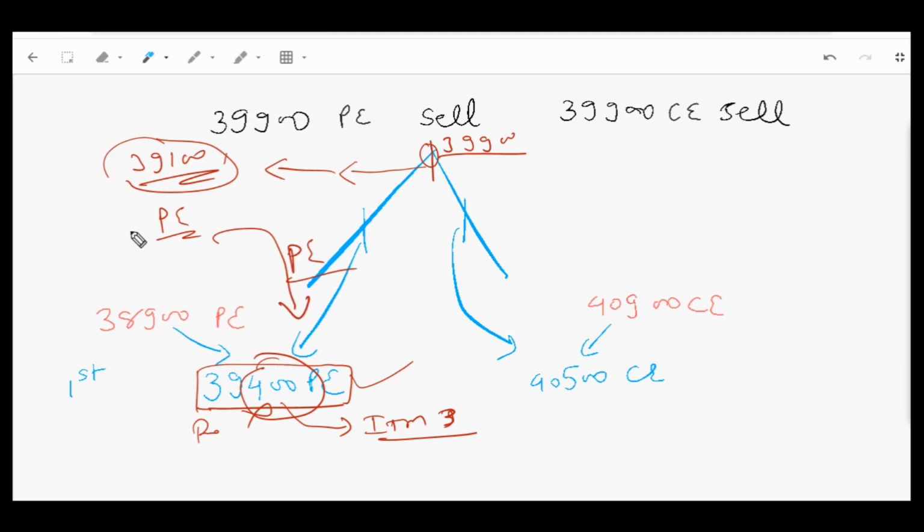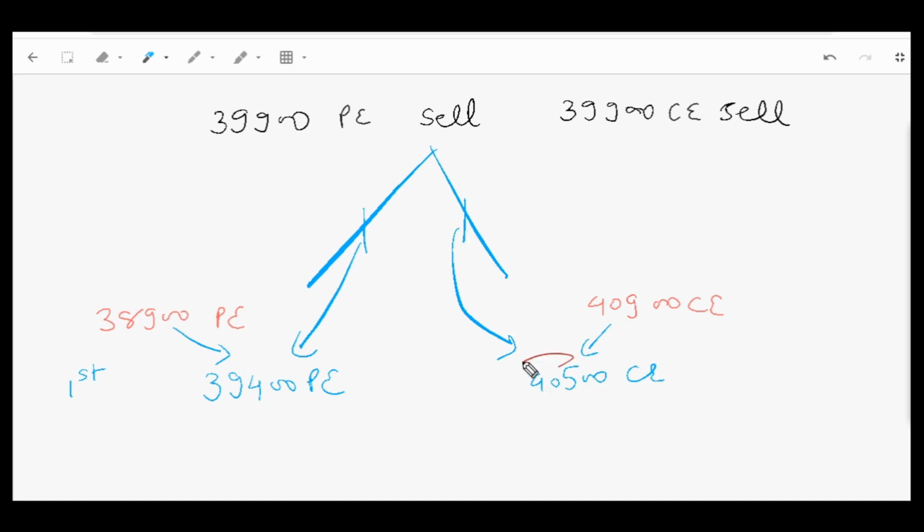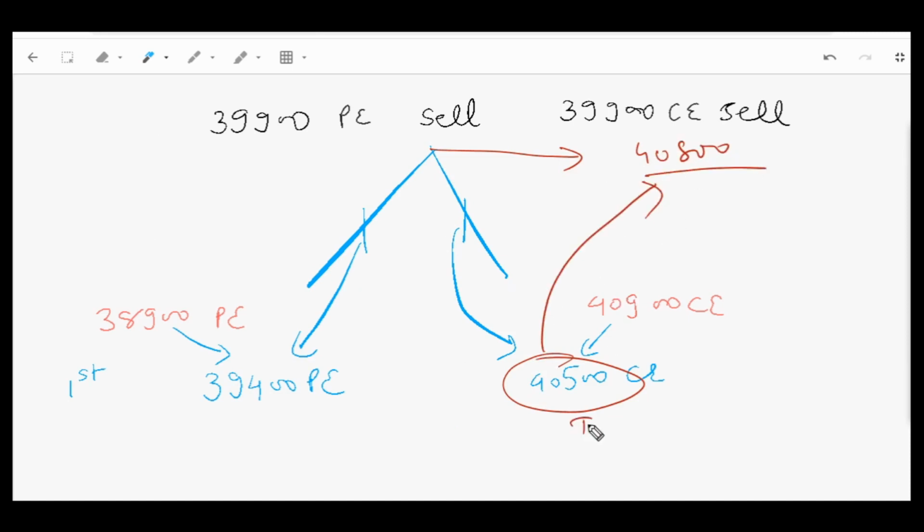So this is the third adjustment. If any strike becomes in the money by 3 strikes, in the same way, if our hedge is at 40,500 and the market goes to, suppose, 40,800, which means our call strike has become in the money by 3 strikes, so that is ITM 3. So we will exit this 40,500 call, we will book profit in that, and we will again buy 40,800, which is ATM at that time. So this is the third adjustment.